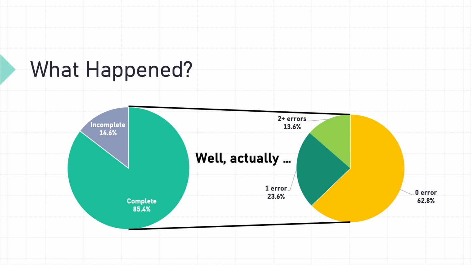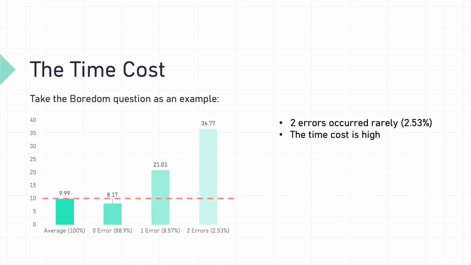Usually, it is no big deal to have 1 or 2 errors and most people are tolerant of that, but we later find that the time cost of errors is very high. Now let's take the bottom question as an example. On average, it took 10 seconds to answer the question. However, you can see that 1 error can cost more than 12 extra seconds. And with 2 errors, users need to spend almost 30 seconds more to answer the question. The time cost is really high.